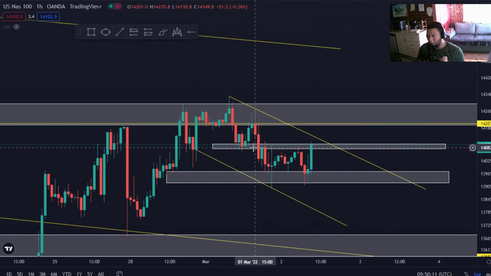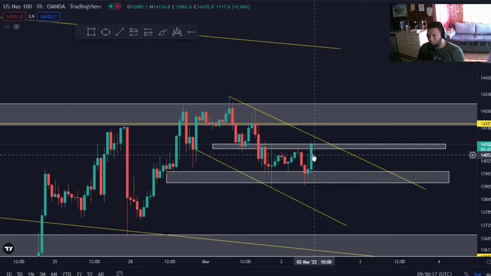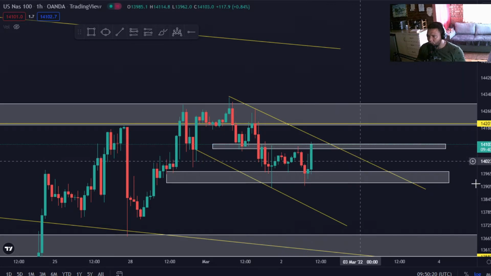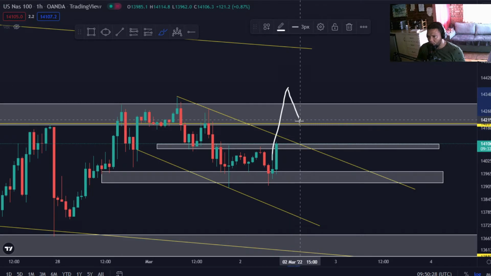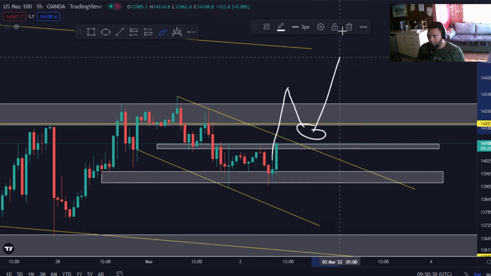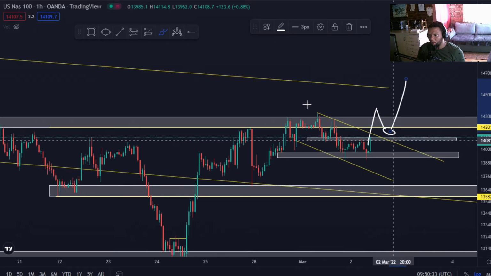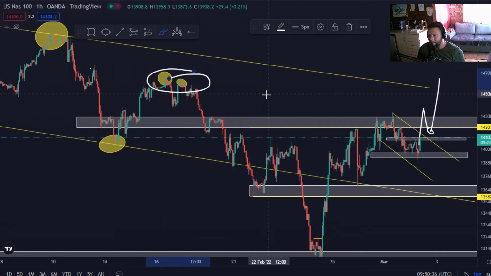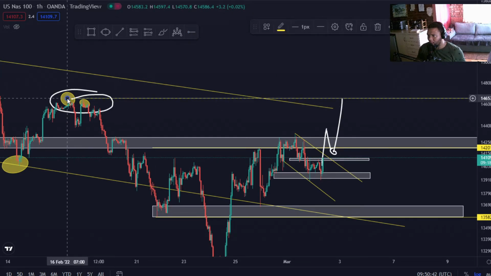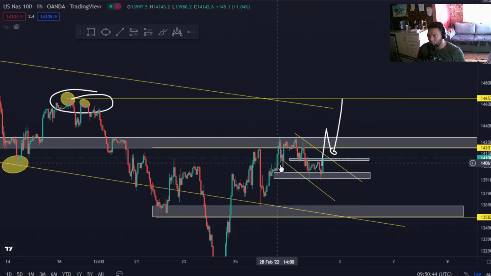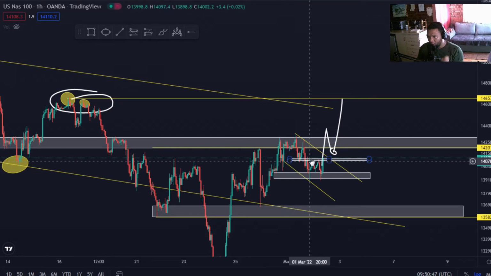Price created this double bottom, but now price is struggling at this resistance. I know a lot of guys are trying to take buy positions right there. Guys, it's dangerous. We are trading at this area of resistance here at 14,100. I will wait for price to break above this area, retrace back, show me confirmation, and then take this price to the upside, at least targeting my daily structure highs, because this is my daily structure highs right here at 14,600, you can say, right?